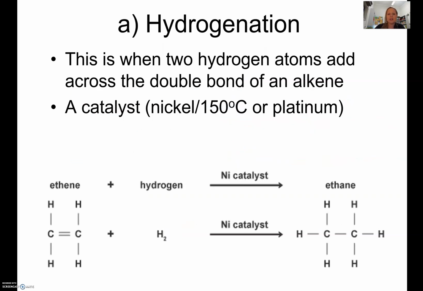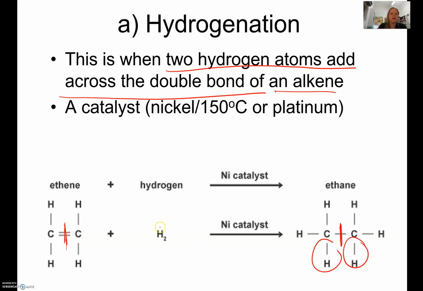So first, hydrogenation. So this is when 2 hydrogen atoms are added across the double bond of an alkene. Okay, and so what you can see here is this double bond breaks, a single C-C bond forms, and the 2 hydrogens pop on, and it goes from ethene to ethane. So quite a simple reaction. You do need to note that this has a catalyst.